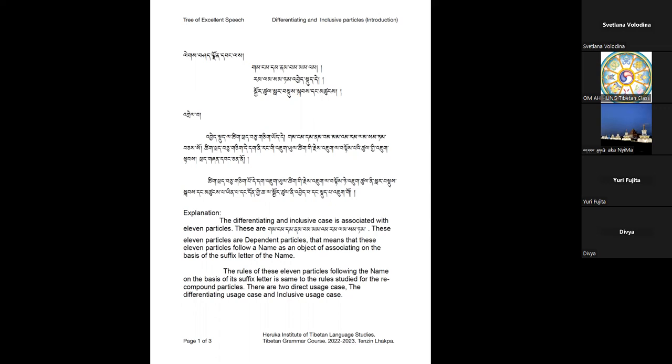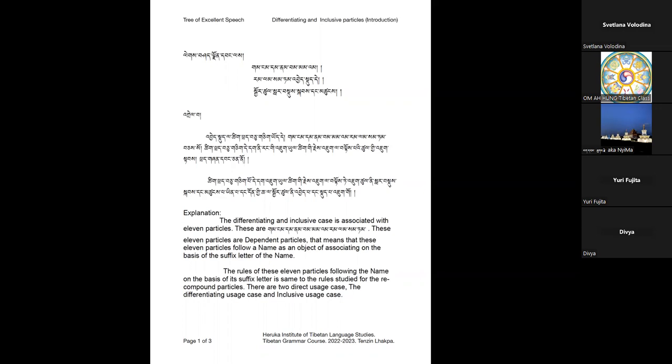So what does this mean? It means that the differentiating and inclusive case is associated with 11 particles. These 11 particles are kam, ngam, tam, nam, pam, mam, ham, ram, lam, sam, tam. And these 11 particles are dependent particles.